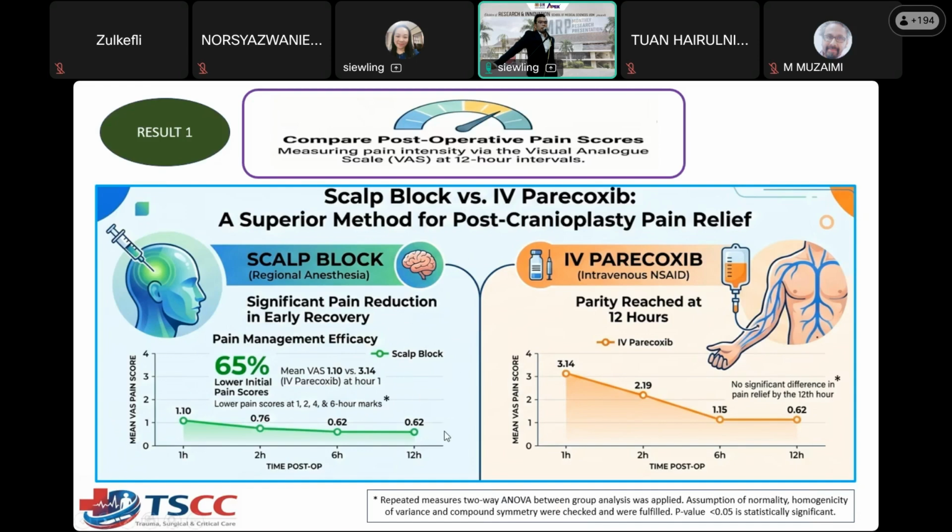Okay, and if you're looking at the pain score at 1, 2, 4, 6 hours, they are statistically significant based on the repeated measure ANOVA between comparison of two groups at different times. However, at 12 hours, there is no significant difference in terms of the pain score post-operatively.